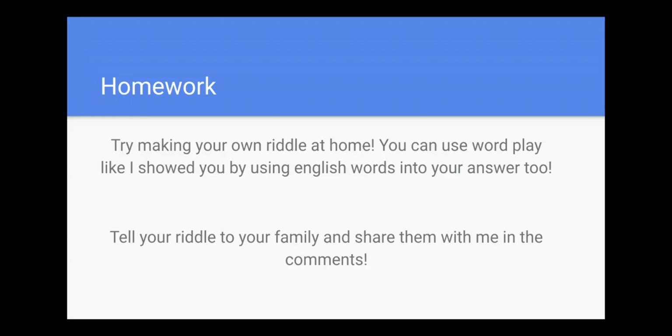Okay, that is the end of our class today. Our only homework is to try making your own riddle at home. You can use wordplay like I showed you by using English words into your answers too. Tell your riddle to your family and share them with me in the comments.